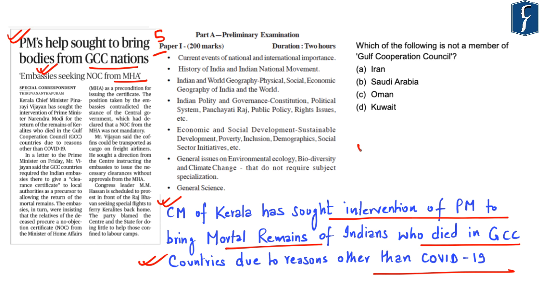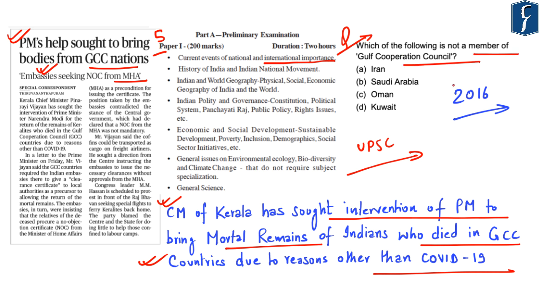However, from a UPSC perspective, what becomes important is to know about the Gulf Cooperation Council countries. As you can see, a question was asked in the year 2016 in your prelims examination. So in this regard, this topic becomes important from the perspective of current events of international importance. The question which was asked was, which of the following is not a member of the Gulf Cooperation Council? So you need to know who are the members of the Gulf Cooperation Council and also why the Gulf Cooperation Council was formed.